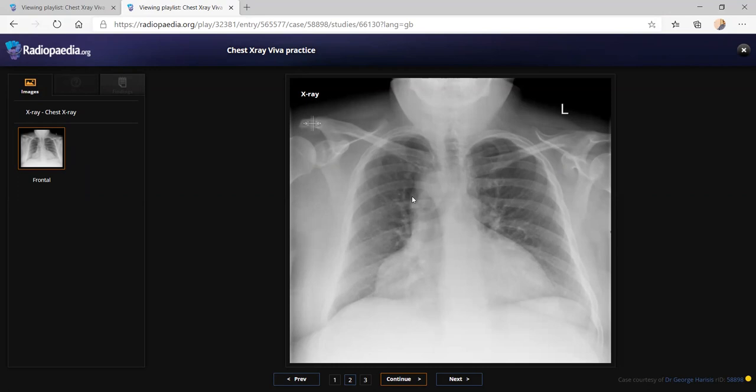So retracting my previous statement, if this is the right-sided aortic arch, then this is dextrocardia, but I cannot visualize the gastric shadow to assess whether this is situs inversus or not. But I would make it a dextrocardia. So if it's a dextrocardia, then what is on the left side?